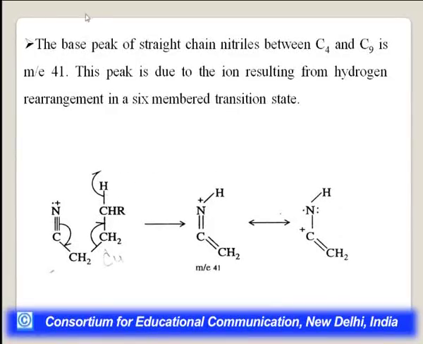How? You can see from here. The base peak of straight chain nitriles between C4 and C9 is 41, as I told you. This peak is due to the ion resulting from the 6-member transition state. So here you can see what kind of preferred fragmentation there is. This is a loss of hydrogen radical. You will get this kind of cation, which has a rearrangement, or we can say a resonating structure. One more resonating structure is over here, where the positive charge is on the carbon atom, not on the nitrogen atom.